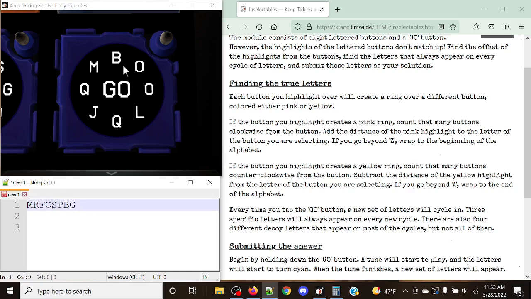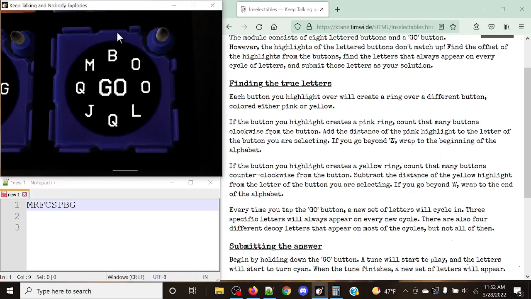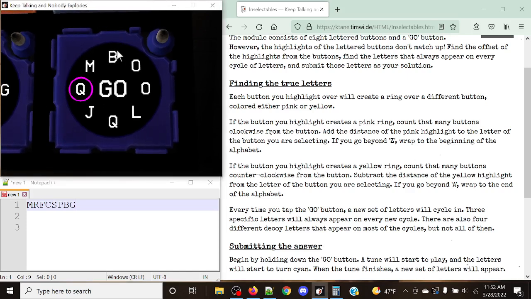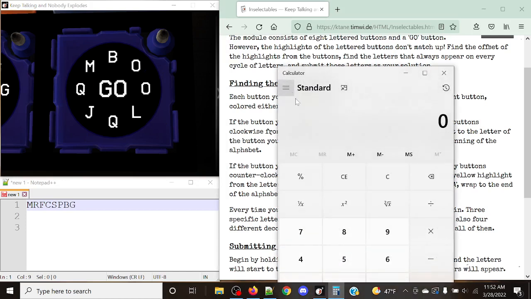Because that's our goal here. Our goal is to essentially do some process of elimination based off of these new generations. So that's what we're going to essentially do. So now let's try to figure things out. Bravo is going to be a 6 clockwise. So that's going to be 1, 2, 3, 4, 5, 6, just to make sure. Yep. And this is a pink ring, so we're going to be adding this. So it's going to be a 2 plus the 6 is going to be an 8.